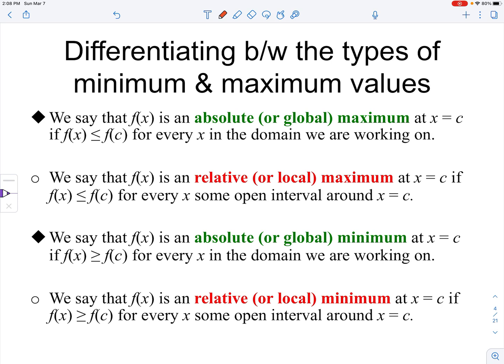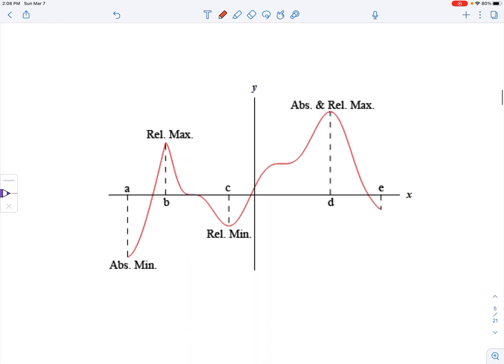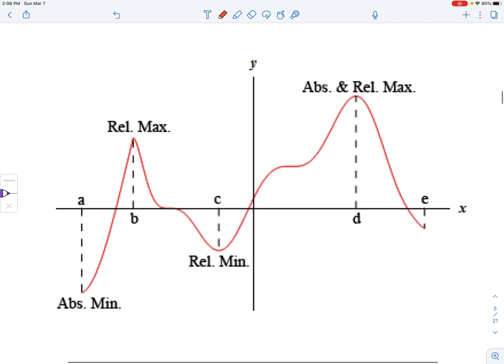So, differentiating between the types of minimum and maximum values. I've kind of already addressed this, but this summarizes nicely the difference between absolute and relative extrema. So you can take a look at that. And then here's a little picture to give you a visual of the difference between an absolute maximum and absolute minimum. Now, absolute max and min, I think, is pretty easy to identify, right?